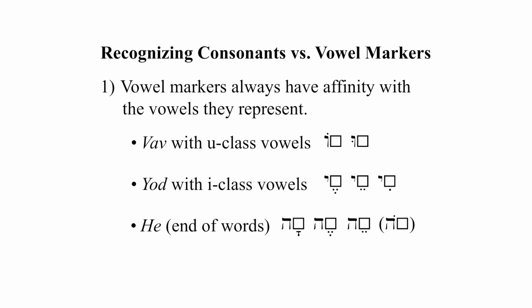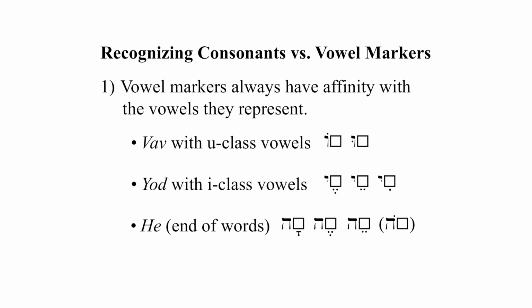That's very important for you to keep in mind, because if you're reading through a word and the vowel does not have affinity with the vav or the yod or the he that follows, it cannot be a vowel marker. It has to be a consonant.